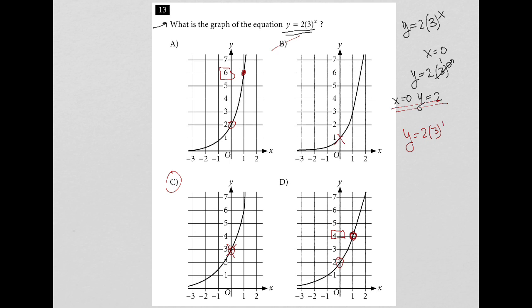So when x is 1, well, 3 to the 1 is just 3. 2 times 3 is 6, so y should in fact equal 6, which means it should be here where choice A says it should be, right? When x equals 1, y should equal 6. So A is correct and D is incorrect.